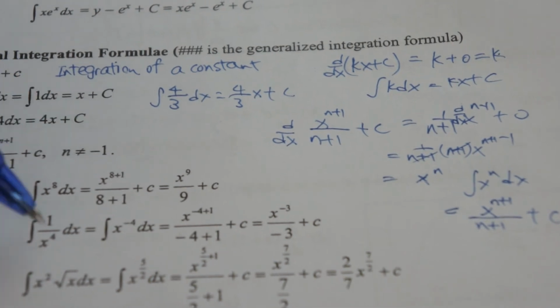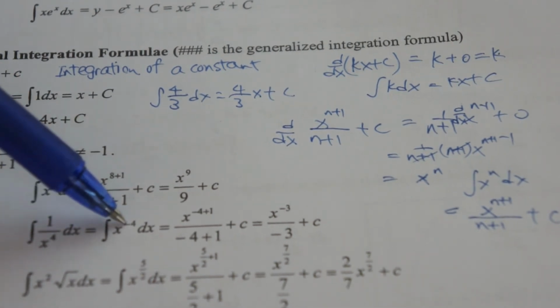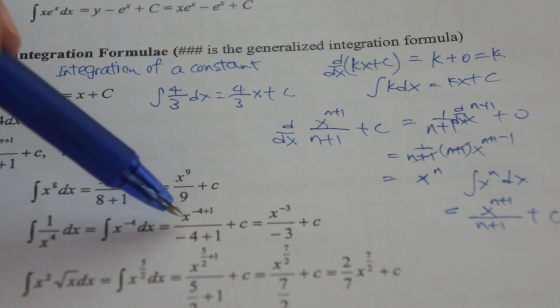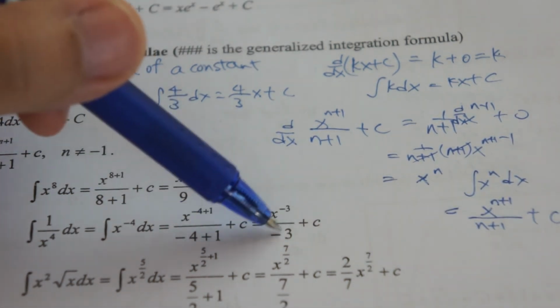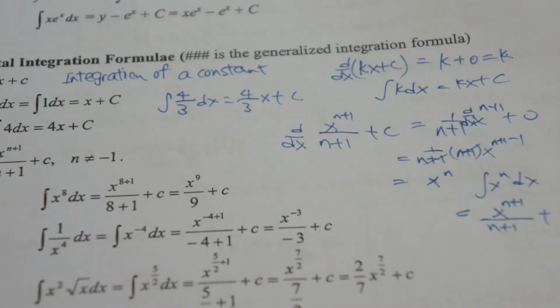1 over x to the power of 4, so you change the function to be x to the power of minus 4, and then minus 4 plus 1 becomes minus 3, and then finally divided by the new power minus 3, and then that is the result.